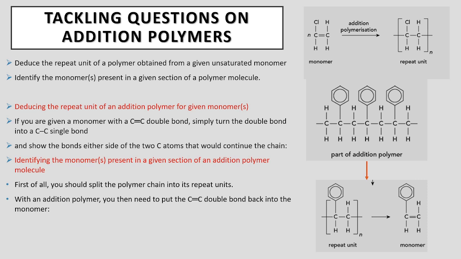Now these are the tackling questions of the addition polymers, how we can make the repeat unit and monomer. Simple, you can see here that this is a polymer, this is a monomer and this is a repeat unit. This is a polymer, this is a repeat unit. Here we have to add a double bond. You should know that if there are two double bonds present, it will convert into one double bond in the product, and if there is one double bond, the double bond will be removed in the polymer.